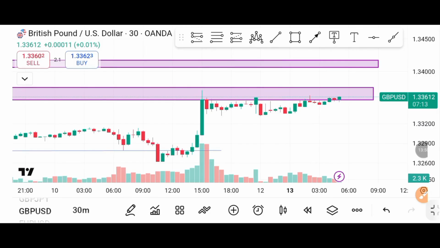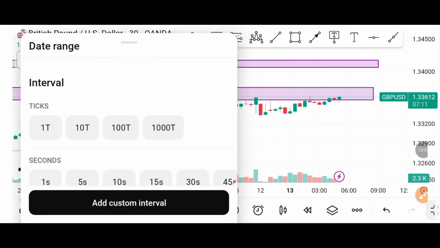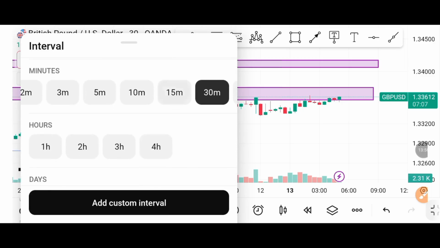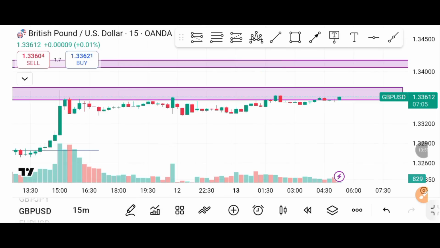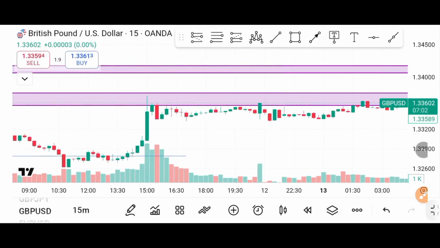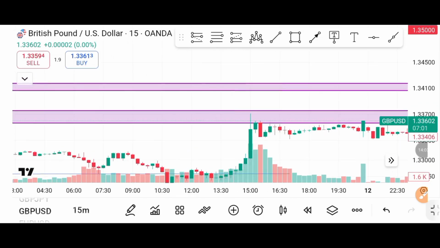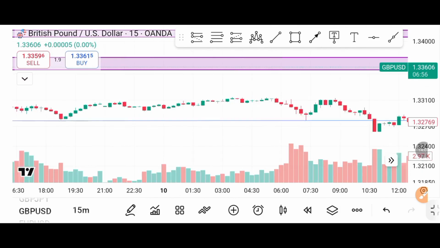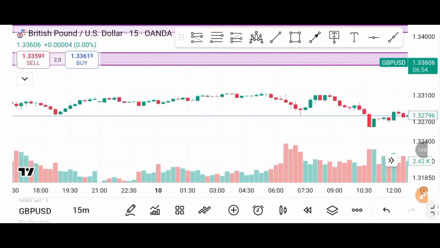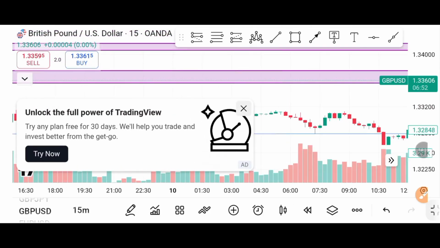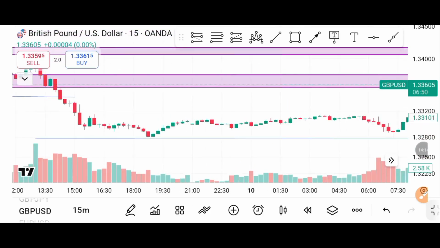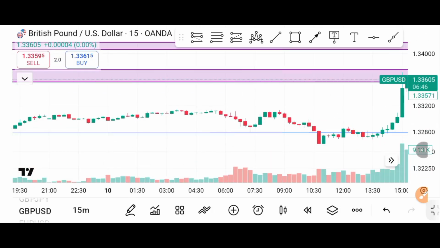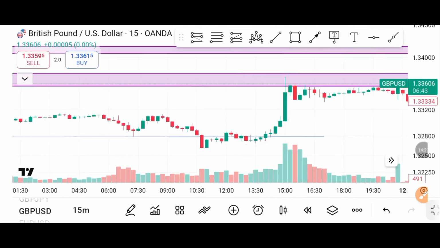So let's just scale down to the 15 minutes time frame to see if we have a possible area we're waiting for price to get to before we can take a buy. Now, on the 15 minutes time frame, what we can do here is refine the breaker structures we have and look out for possible buys or sells. So the overall trend is still bearish.